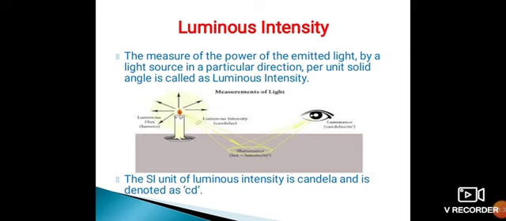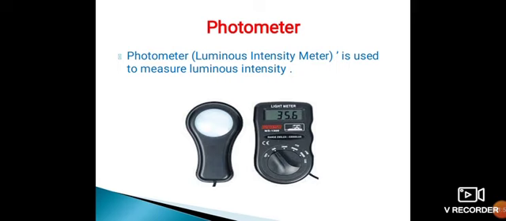Luminous intensity. The measure of the power of the emitted light by a light source in a particular direction per unit solid angle is called luminous intensity. The SI unit of luminous intensity is candela and is denoted as cd. Photometer. A photometer is used to measure luminous intensity.